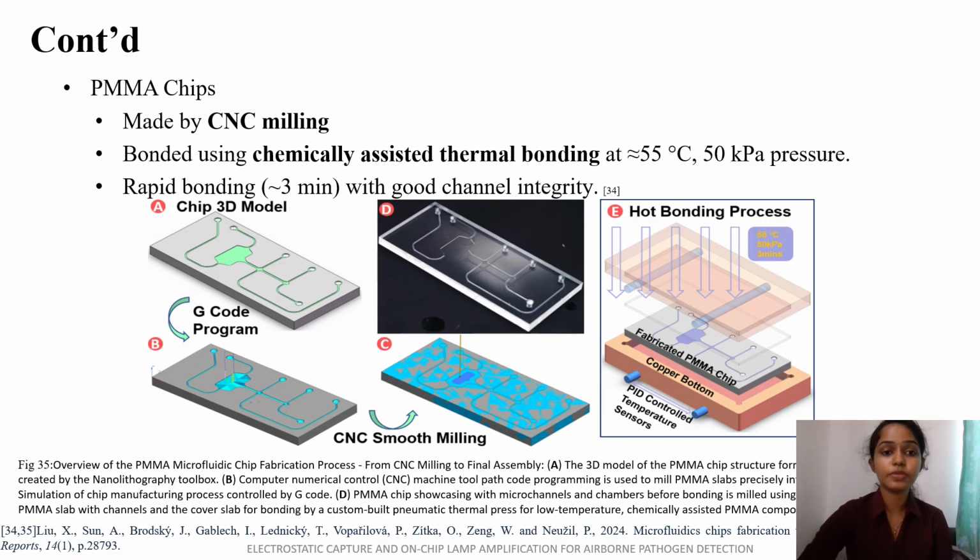Next are PMMA chips, which are made by CNC milling. That is a computer-controlled machinery process. The programmed machine uses rotating cutting tools to remove material and create the desired shapes, which are chemically bonded, assisted by thermal bonding at 55 degrees Celsius at 50 kilopascal pressure, giving rapid bonding with good channel integrity. This is an overview of the PMMA microfluidic chip fabrication process.